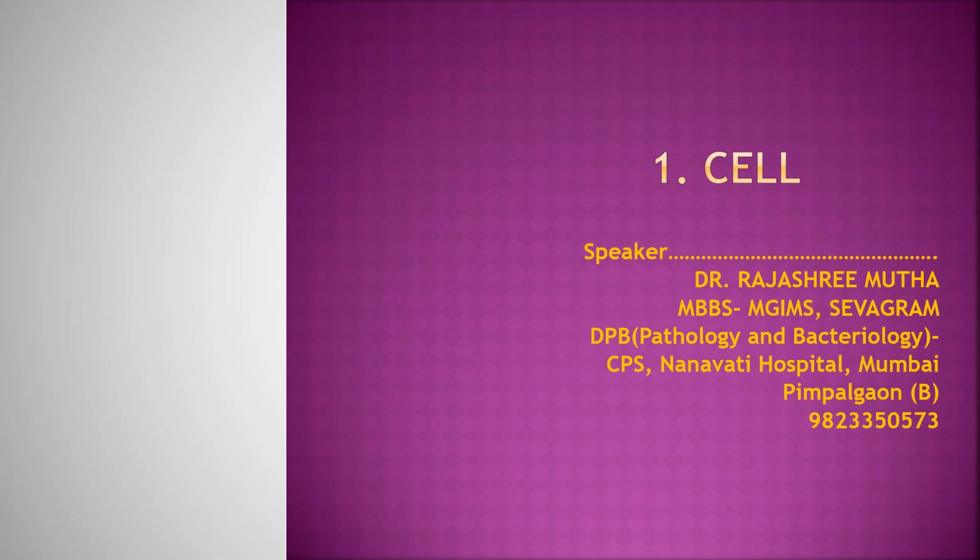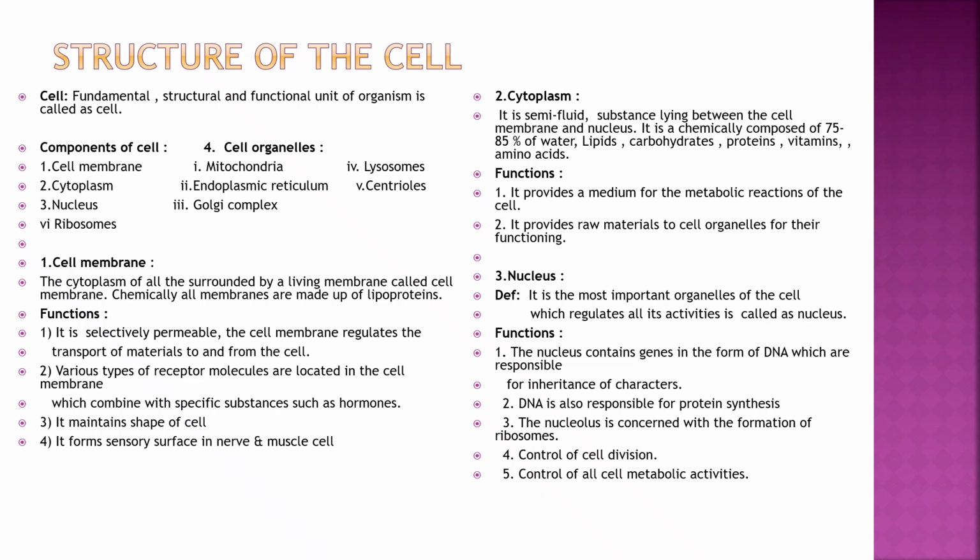The basic unit of the body is the cell. So what is a cell? It is a functional and structural unit of the body. So what are the components of the cell? The cell has a covering that is called the cell membrane.